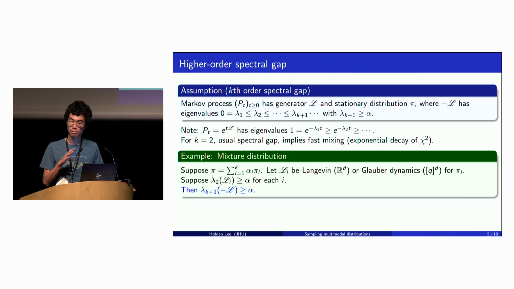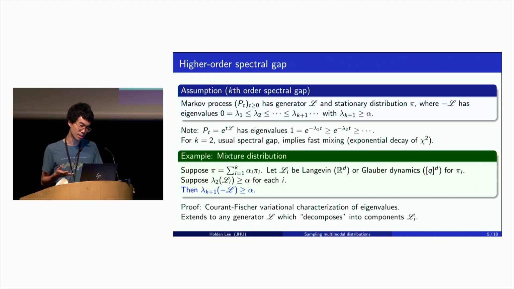For convenience, I'm doing this in continuous time. If you're more familiar with discrete time, we can choose a step size t, and the discrete-time Markov kernel is e to the tL, which has eigenvalues decreasing from 1, and the spectral gap is then a gap to 1. For k equals 2, we get the usual spectral gap, which implies fast mixing or exponential decay in chi-square divergence. This example fits this assumption using the Courant-Fischer variational characterization of eigenvalues, and this in fact extends to any generator L which decomposes into components.